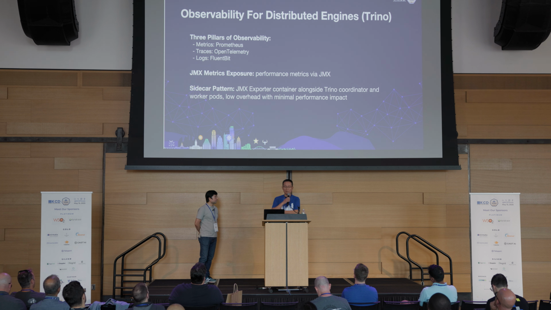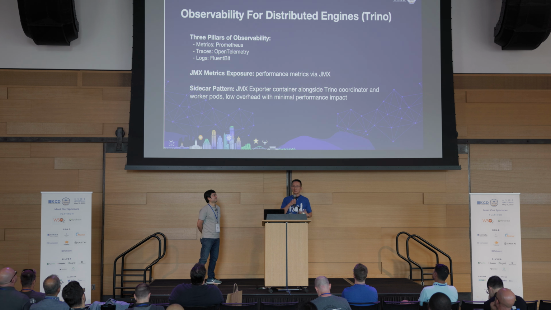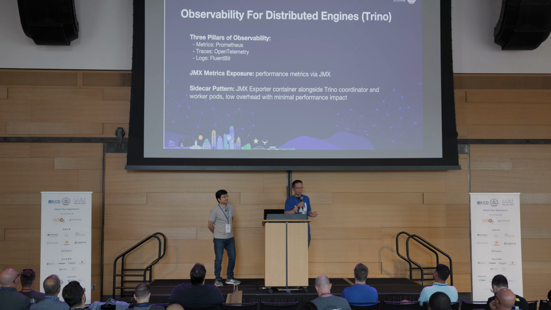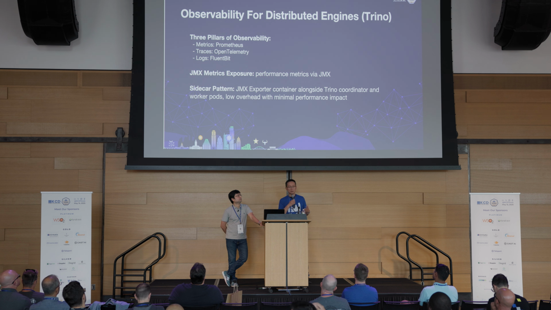Well, let's talk about observability first, right? We know Trino is a distributed engine, a distributed system. With a distributed system, observability is always a challenge, because it's hard to monitor the overall system behavior. It's even harder to troubleshoot issues or performance problems, because they could happen anywhere in the system, right? It can happen on any node, and sometimes across multiple nodes of the distributed system.